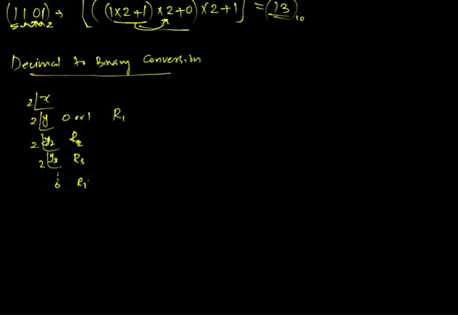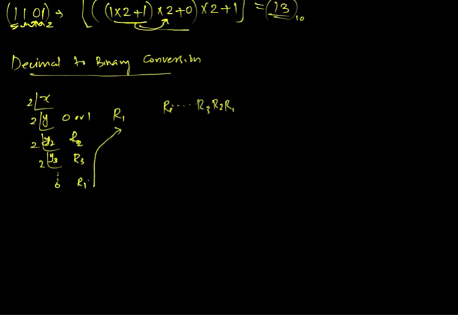So now write these remainders in the reverse order, that is from Ri to R3, R2, R1, and that will be the corresponding binary number of the decimal number.